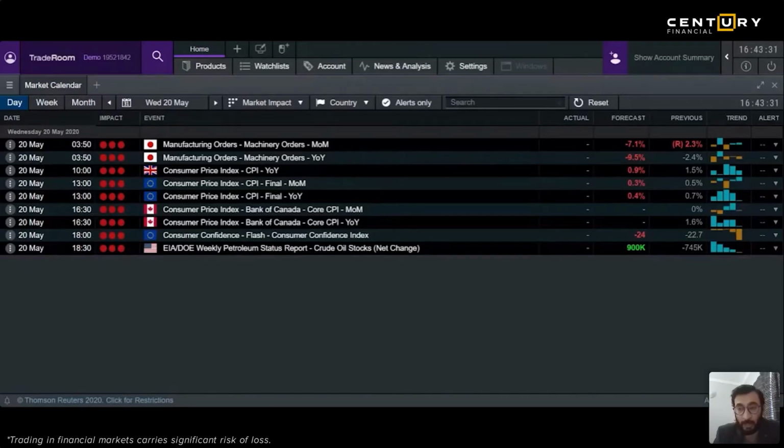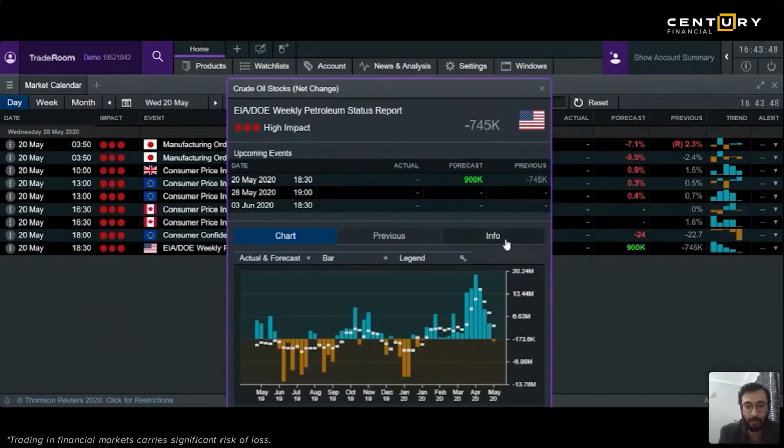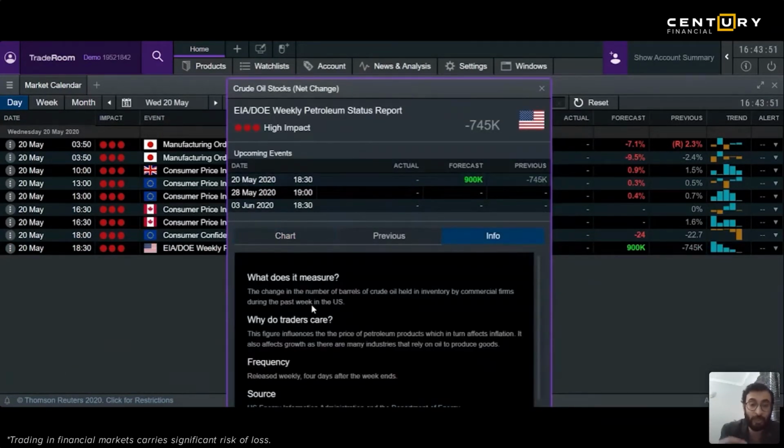This data comes every Wednesday at 6:30 p.m. and it shows you how much the oil producers are holding in oil inventories over a period of a week in the US. So if you click on the event information here, you will be able to see the change in the number of barrels of oil held in inventory by commercial firms during the past week in the US.